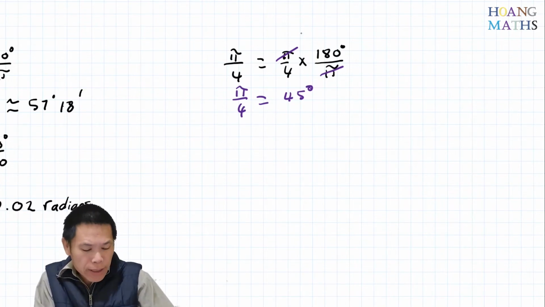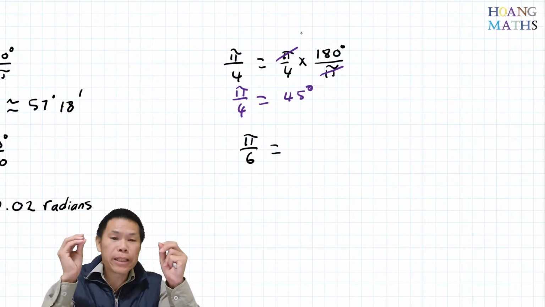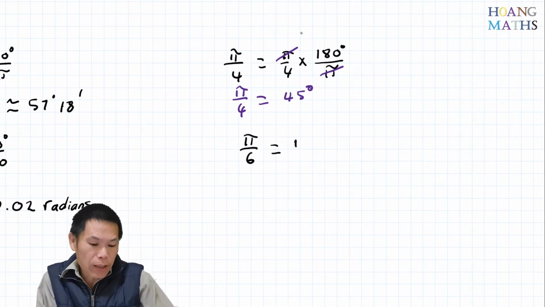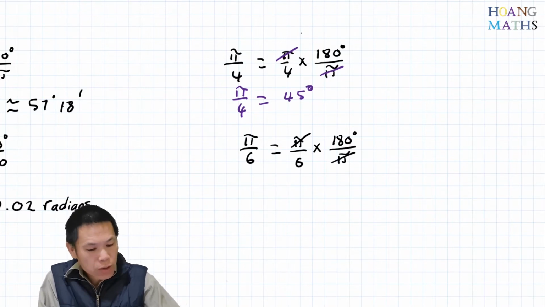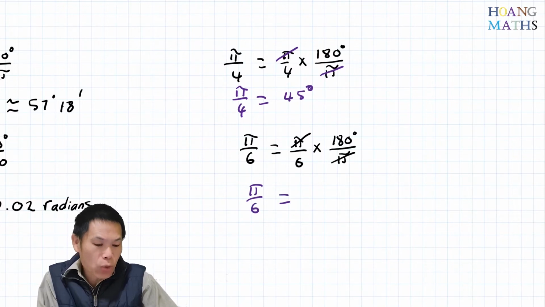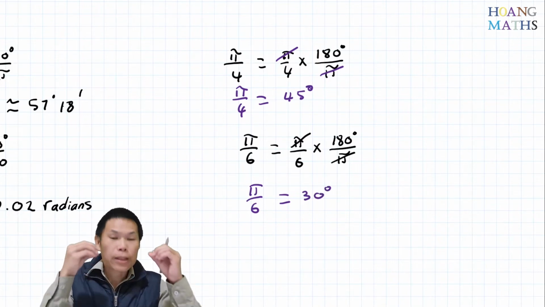If I want, let's say, pi over 6, I want to work out how many degrees is pi over 6. I want degrees, so I times by 180 degrees, put the degrees on top, over pi. This cancels out, so pi over 6 is equal to 180 divided by 6, which is 30 degrees. There you go.